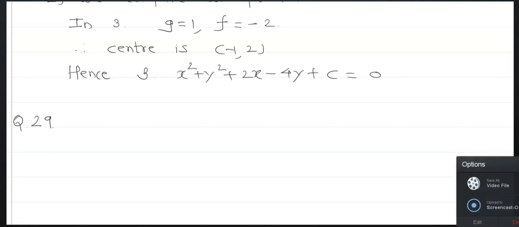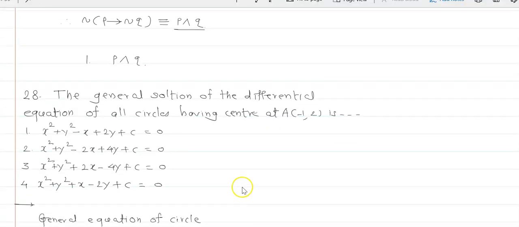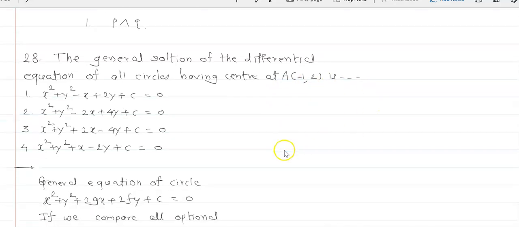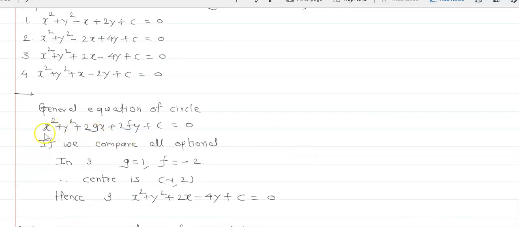Again, you can see this here. The general solution of the differential equation of all the circles having center (-1, 2) is, the general equation of the circle, x square plus y square plus 2gx plus 2fy plus c is equal to 0. If we compare, in option 3, g is equal to 1, f is equal to minus 2, the center is (-1, 2), and option 3 is the correct one: x square plus y square plus 2x minus 4y plus c is equal to 0.